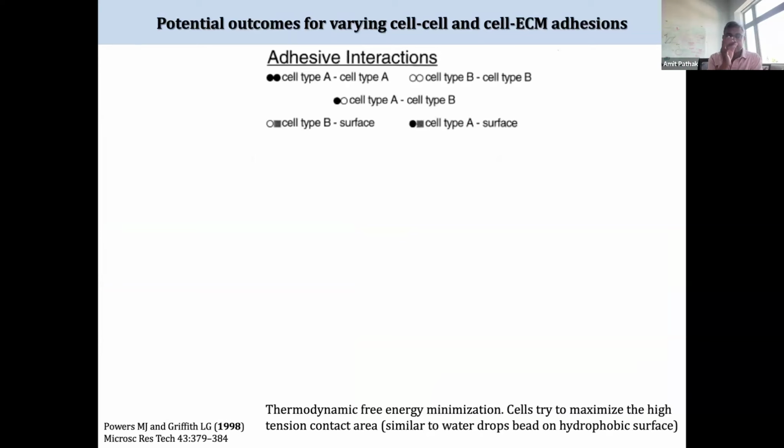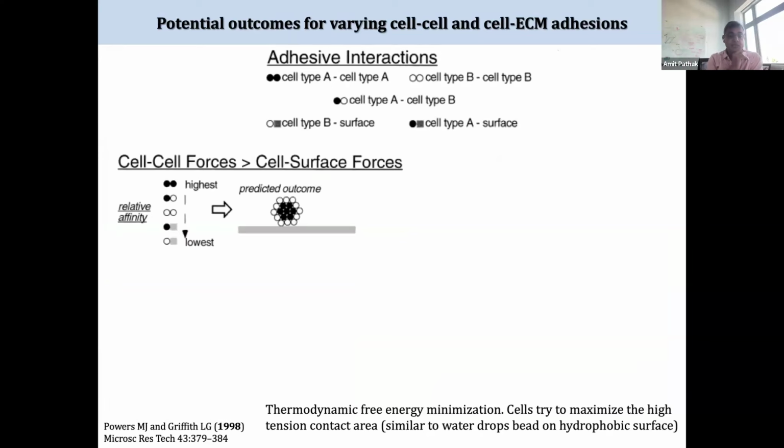Finally, this is the last slide. You can play a little game: if there is cell type A, cell type B, and an ECM, you have these 5 combinations, permutations, I should say: how much cell type A likes to be with each other, versus B with each other, versus A with B, versus B with the surface, A with the surface. Each of these is a different type of adhesion.